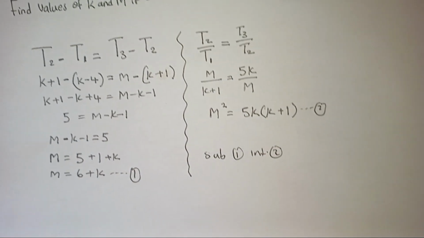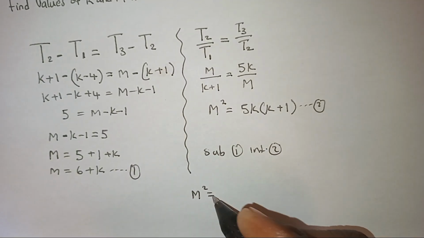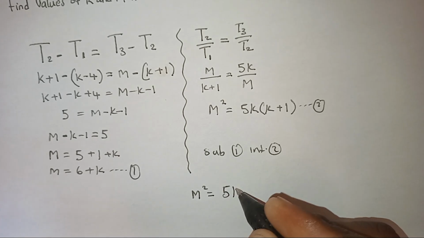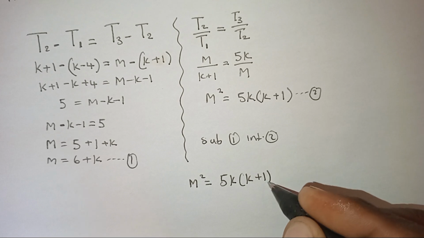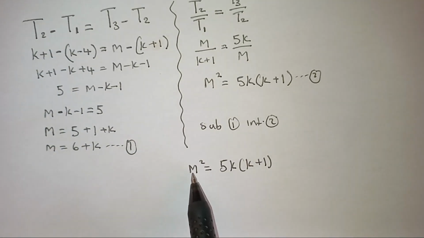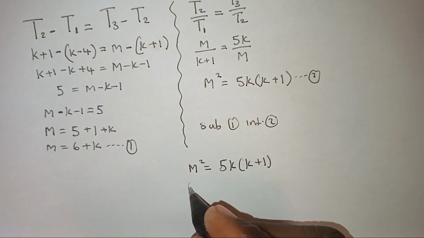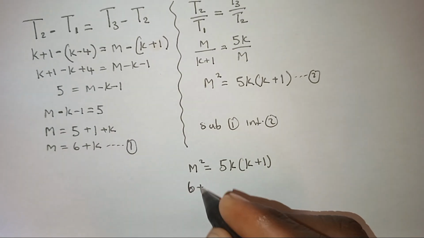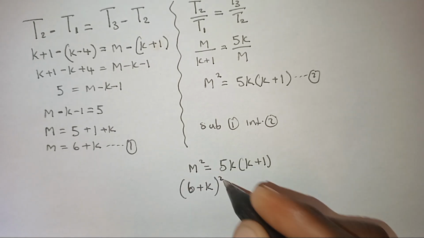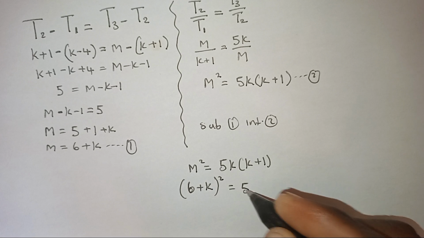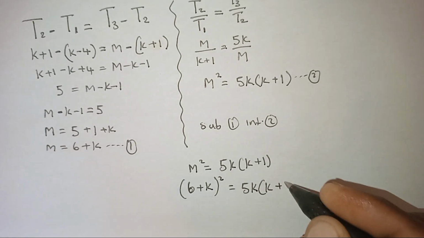Okay, let's first copy our equation 2. Our equation 2 is m squared is equal to 5k brackets k plus 1. Okay, but in equation 1 we have 6 plus k is equal to m, right? Remember here m was squared, so we square it and equate it to the other side, 5k and then k plus 1.